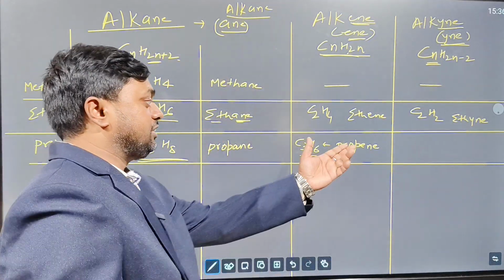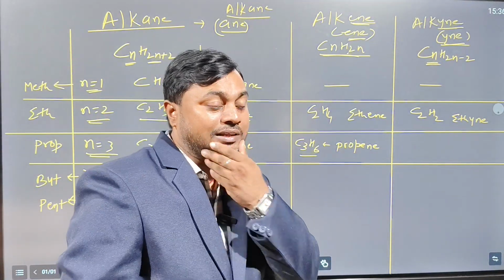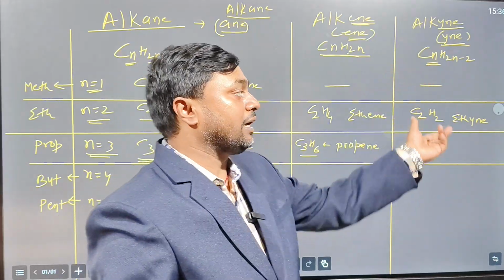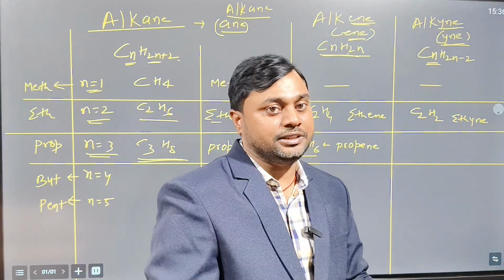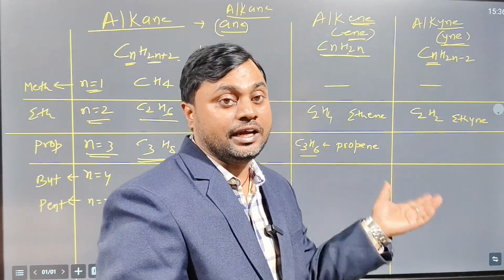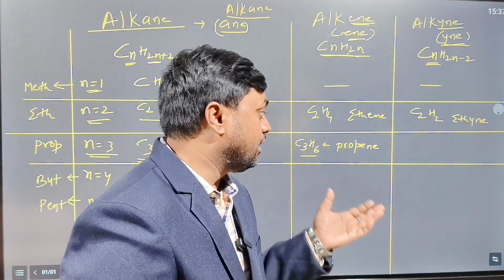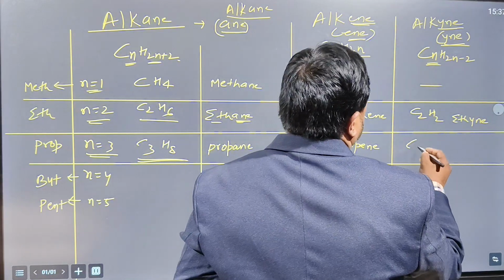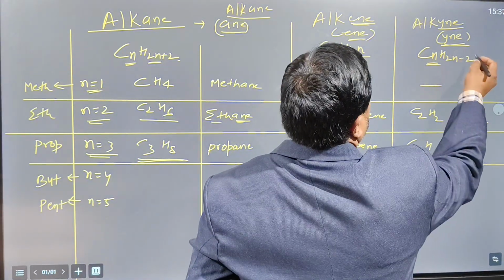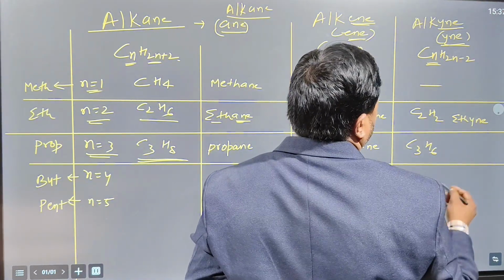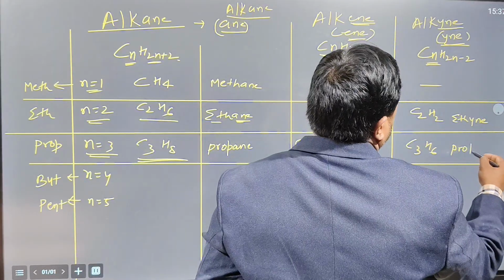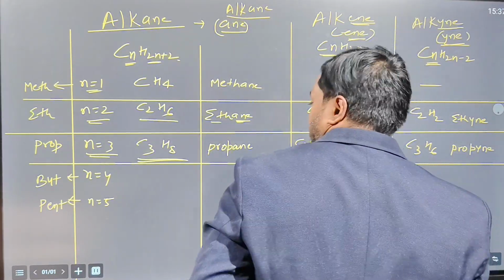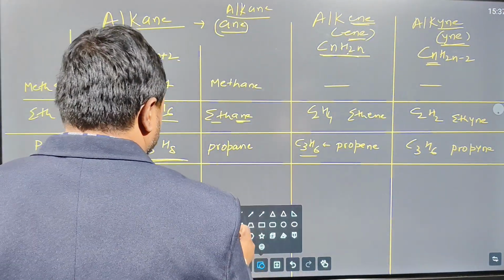Okay, how do we write the structure of propene? There will be at least one double bond. In case of alkyne, at least one triple bond is there. I have already made videos on alkene and alkyne; there you can learn in detail. Structures: here C3H2n minus 2, that is 2 into 3 minus 2, that is C3H4. Yes or no? This is what? Propyne. Yes or no? Propyne.